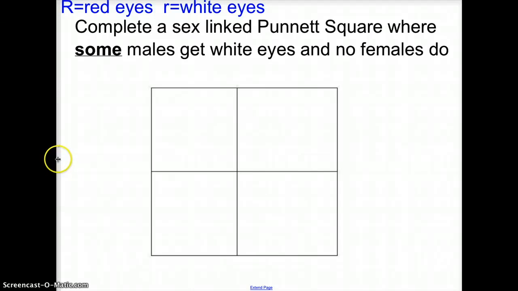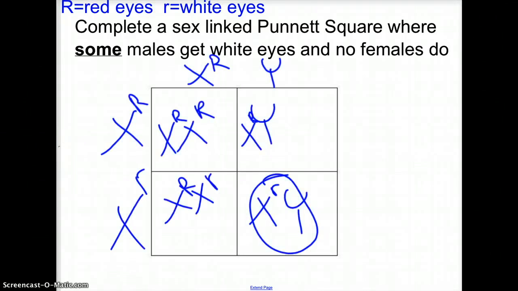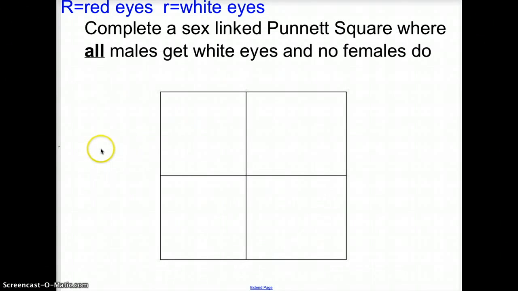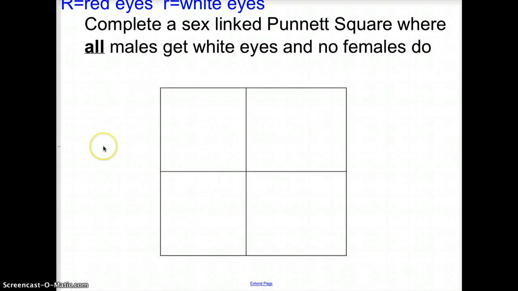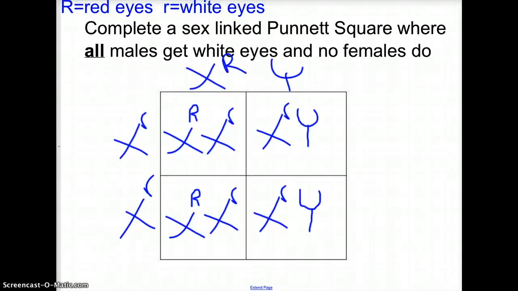Let's do this example here. Now I said complete a sex-linked Punnett square where some males get white eyes but no females do. So that's the exact Punnett square that we just made. You'd make this one right here and you say, okay, half of the males do, and none of the females do. And if I asked you a different question, like, is there a possibility you can have a Punnett square where all the males get white eyes but no females do? I'm going to tell you right now there is a possibility, and it's hard. You have to think kind of backwards here.